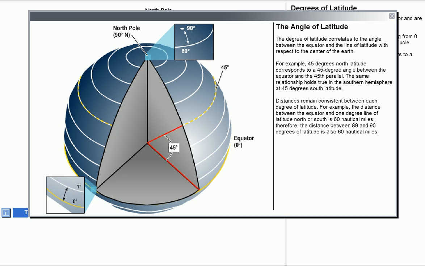Distances remain consistent between each degree of latitude. For example, the distance between the equator and 1 degree line of latitude north or south is 60 nautical miles. Therefore, the distance between 89 and 90 degrees of latitude is also 60 nautical miles.